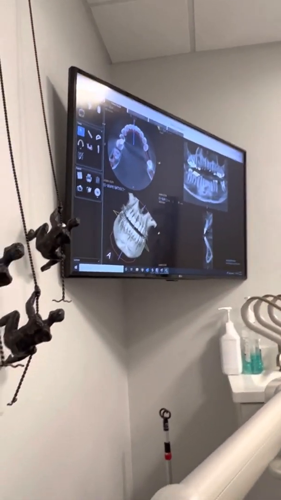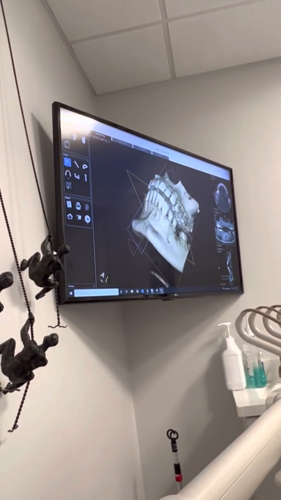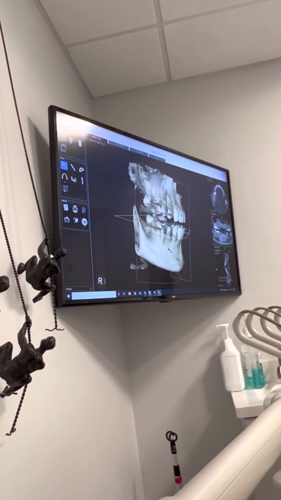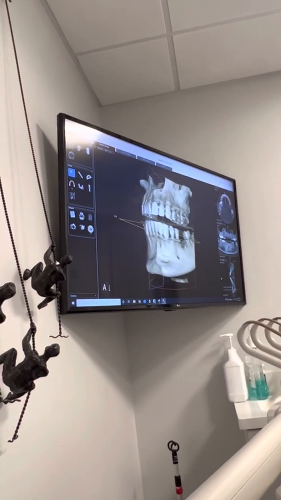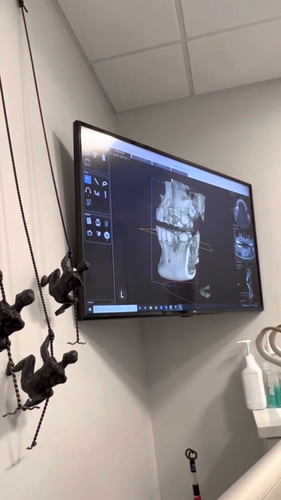Okay, so this is a three-dimensional view of your upper and lower jaws. Hello, this is you. Yeah, it's awesome. This is the tooth with the issue, and then this is that other missing tooth that you have down here. Oh, there she is. There's your impacted third molar.